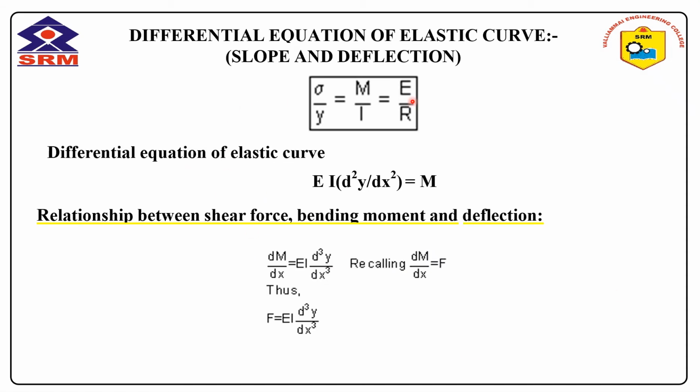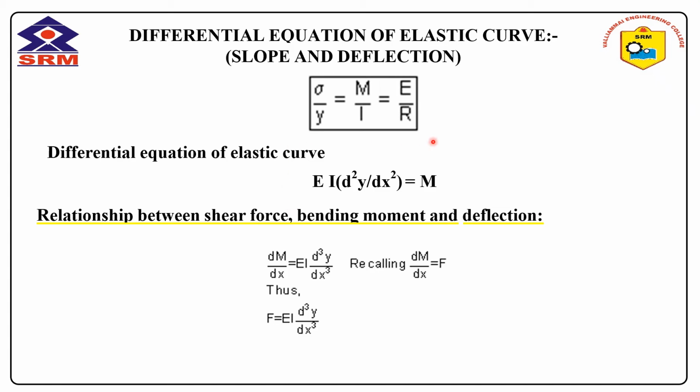The basic differential equation of the elastic curve for slope and deflection is sigma by y equal to M by I equal to E by R. So sigma is nothing but the stress, y is deflection, M is bending moment, I is moment of inertia, E is Young's modulus, and R is the radius of curvature. This is the differential equation of the elastic line for a beam subjected to bending in the plane of symmetry. So the basic differential equation of the elastic curve is EI into d squared y by dx squared equal to M.